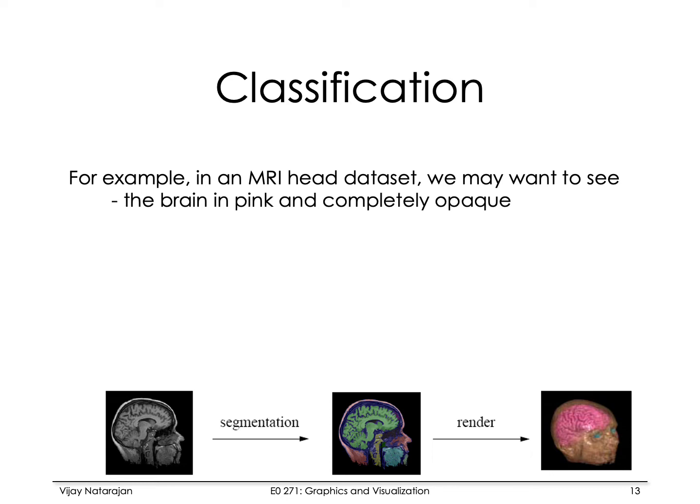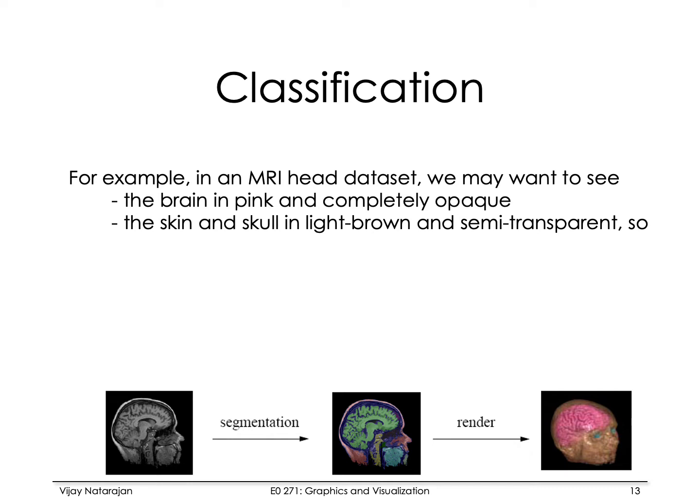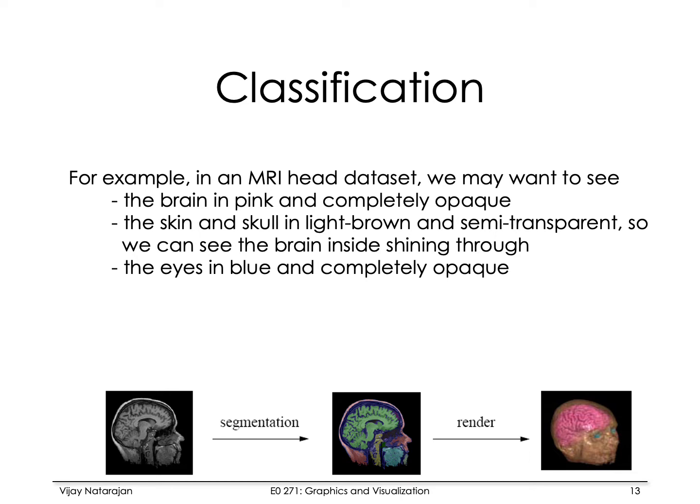So for example, the brain, we may want to see in a unique color, let's say pink and maybe opaque. We may want to see the skin and the skull for context essentially. So we may want to see this semi-transparent and maybe light brown in color. So we can see through the skin and see the brain. The eyes, for example, we may want to see opaque and maybe blue in color. So a combination of this generates the volume rendering as you see on the right.